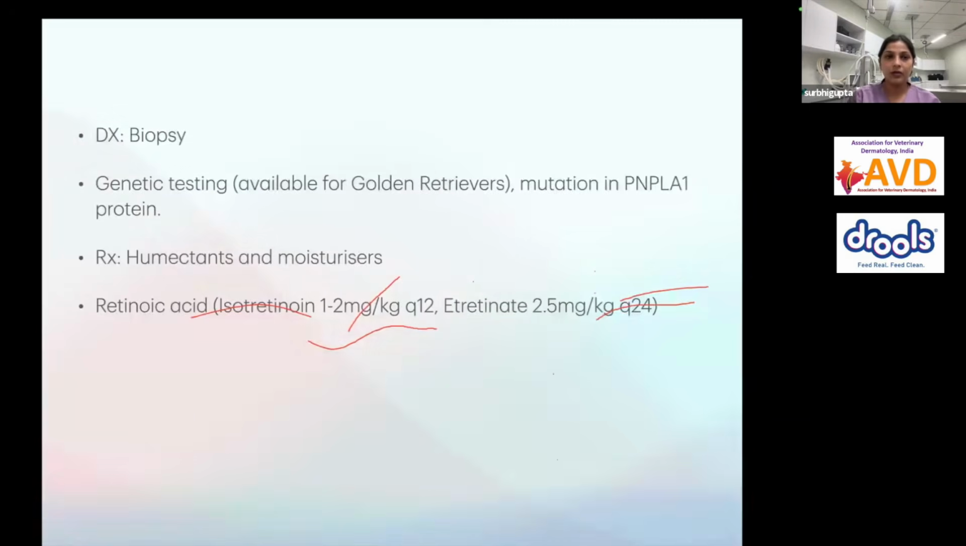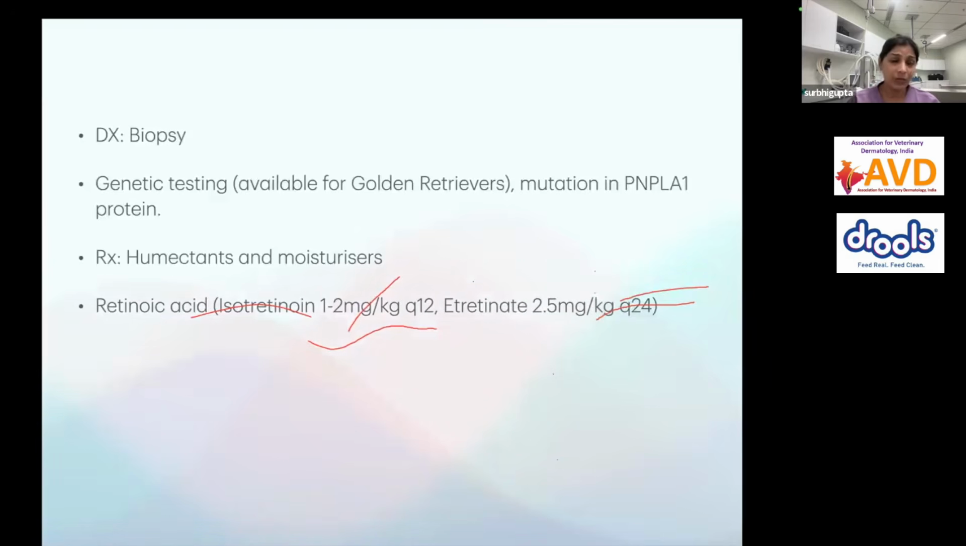Generally, only the biopsy helps you. There is no definitive feature which you are going to see in the biopsy, but it helps with orthokeratotic hyperkeratosis and such features, where the whole skin layer is somewhat affected. I think a pathologist will explain better. But for golden retrievers, genetic testing is available. A buccal swab sample needs to be sent, and they look for this protein, and finally you can diagnose and ask the breeders to stop breeding that particular animal.